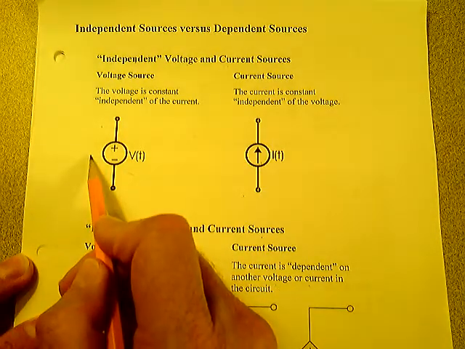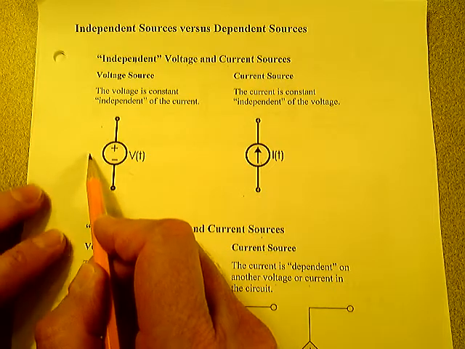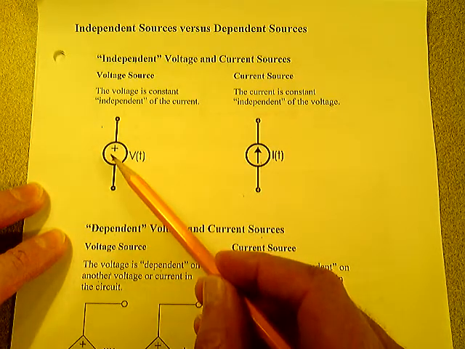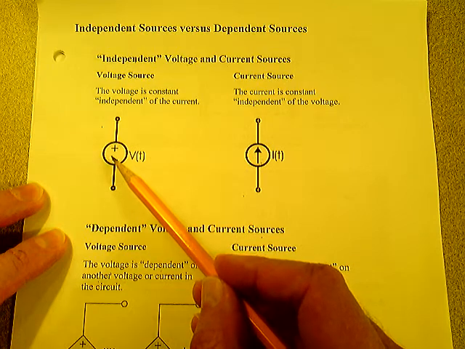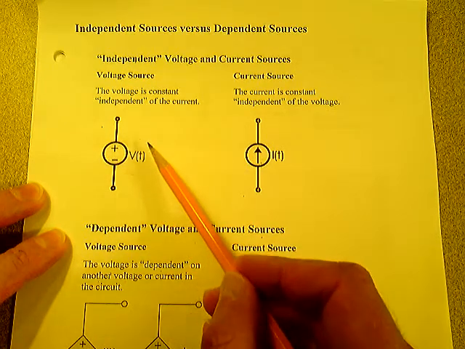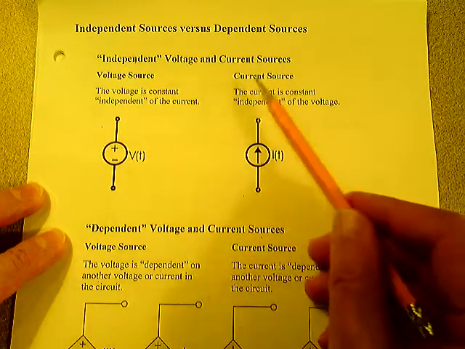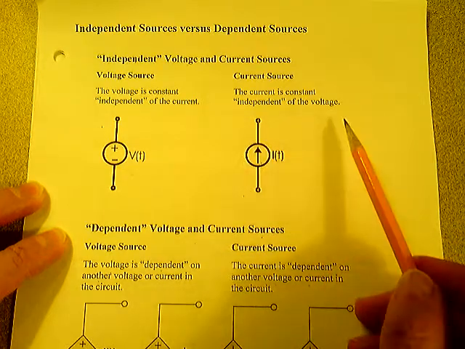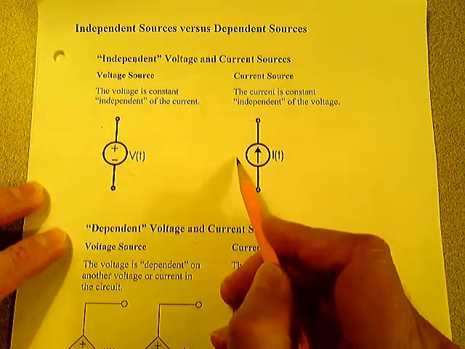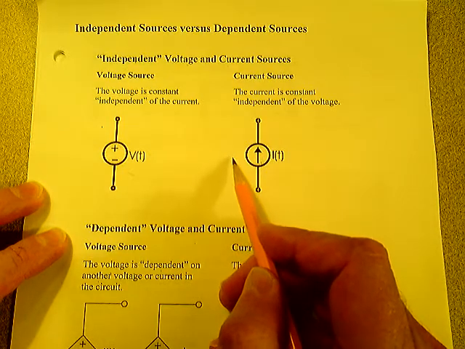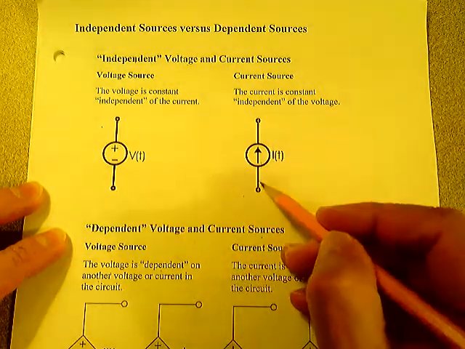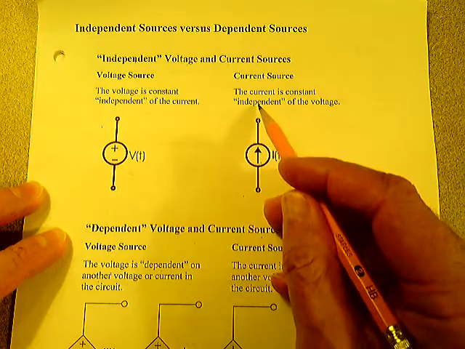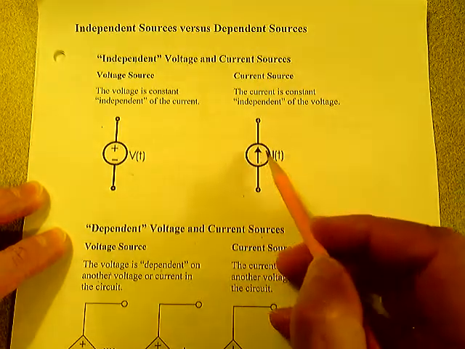So if this is 10 volts, or this is 100 volts, or this is 2 millivolts, the voltage between this terminal and this terminal of this voltage source is a constant, independent of the current that flows in the rest of the circuit. And a current source, the current is constant, independent of the voltage in the rest of the circuit. In other words, if this is 5 amps here, or this is 10 milliamps here, that tells you that there is a current flowing from this point to this point, and it's a constant current all the time, independent of the voltage anywhere else in the circuit that this is in.